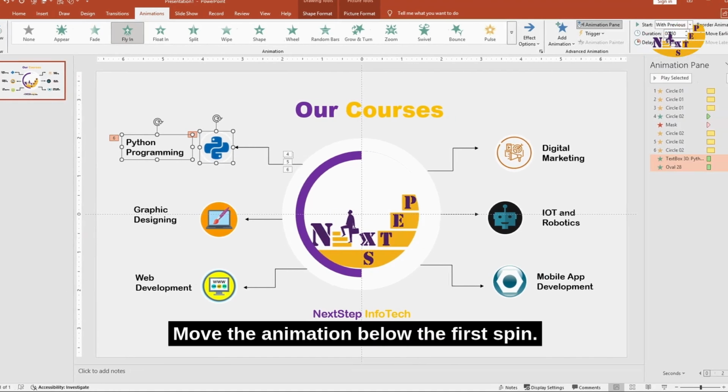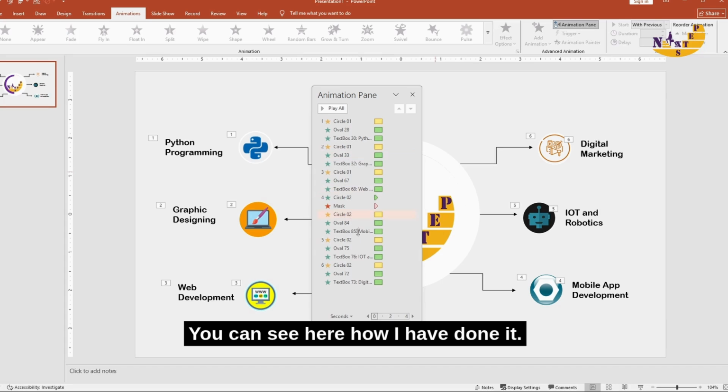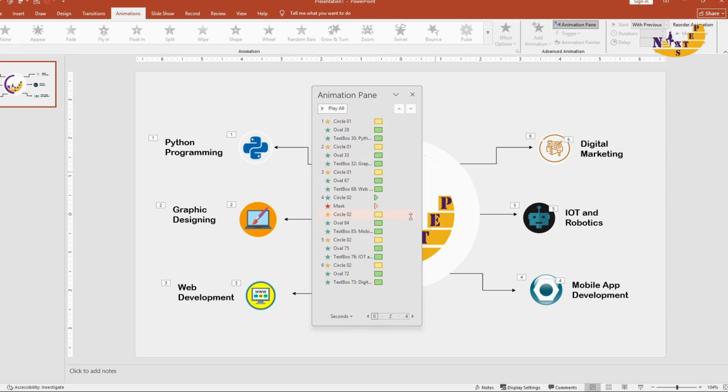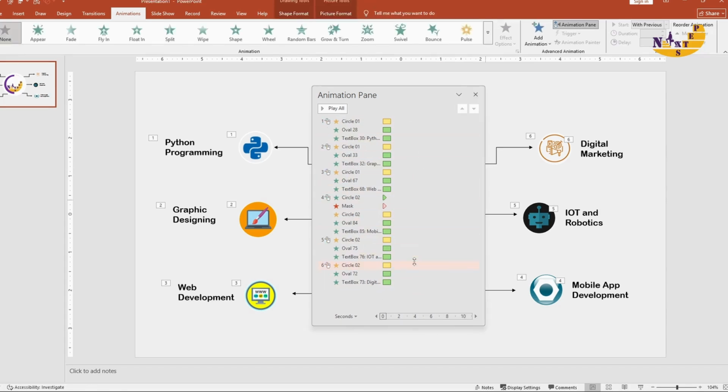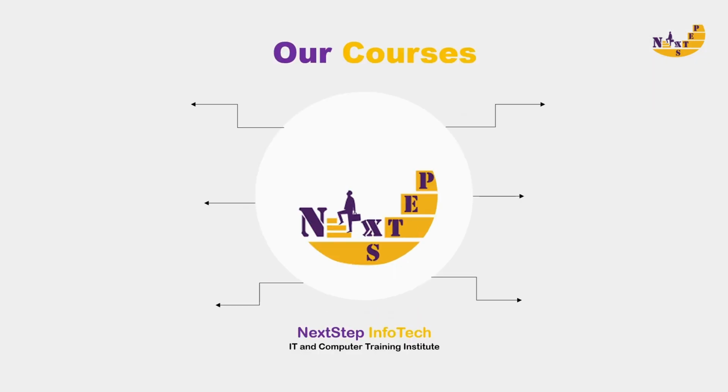Move the animation below the first spin. Do the same with the remaining. You can see here how I have done it. View the result in the slideshow.